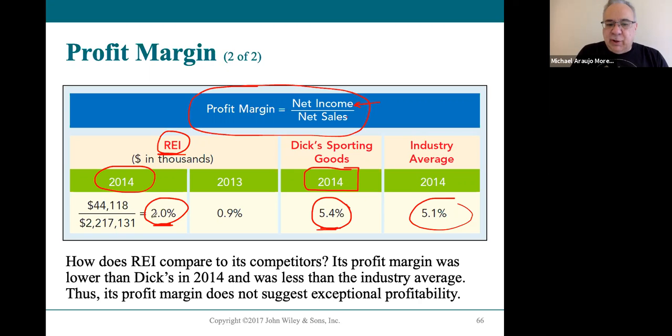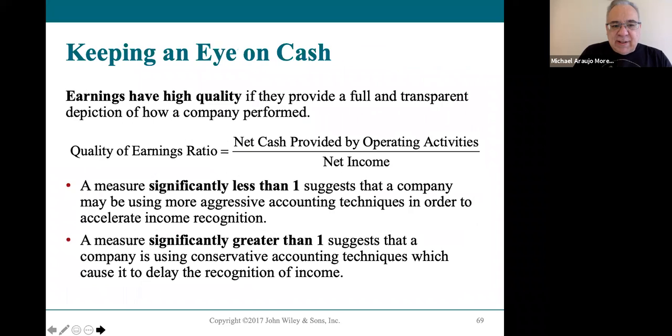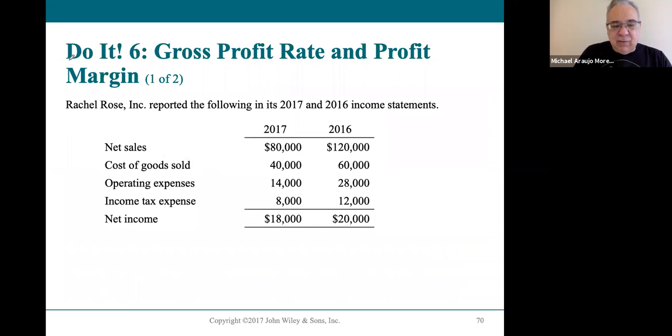Unfortunately, it looks like REI does not have as strong a grip on all the other expenses that it has. It clearly has a great gross profit margin, but it's not able to capitalize on that by keeping more of it in net profit for a profit margin. So these are very, very important. You can apply this to any company at all. This is something that analysts do in finance all the time. This is one of my favorite things to do.